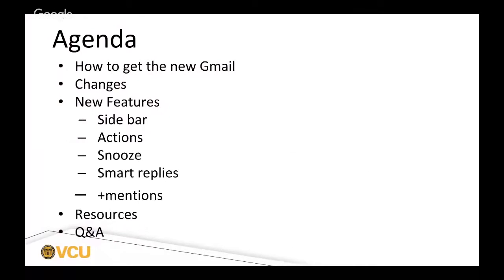So our agenda, we'll be going through how you are going to enable that in your VCU inbox. The major changes, we'll be going over the major feature changes that Gmail is releasing. That's the sidebar, the major actions, the snooze, the smart reply, the mentions. We'll go through the resources that we have available for you for any questions you may have after, and then a short Q&A session.